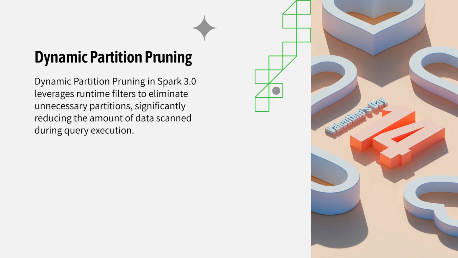Query performance is critical in big data processing, and Spark 3.1 introduces dynamic partition pruning to improve query execution speed. By skipping unnecessary partitions during query planning, Spark can significantly reduce the amount of data scanned, leading to faster query execution times and improved overall performance.